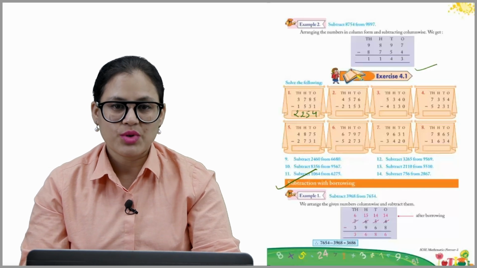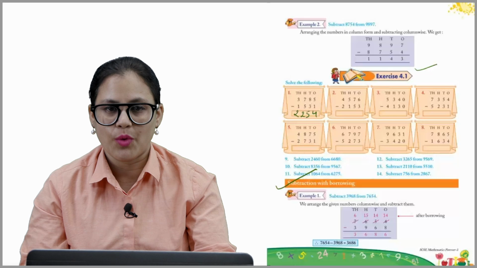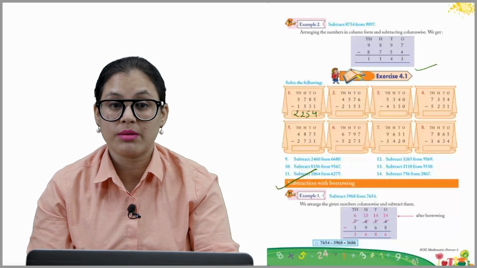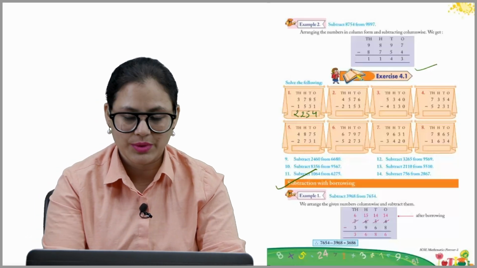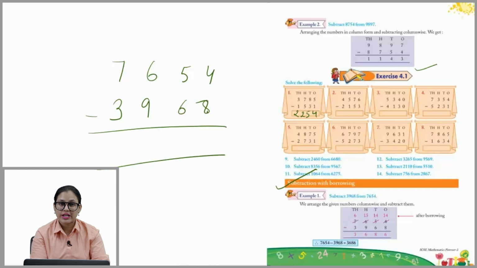Example, we have to subtract 3968 from 7654. So first we arrange the given numbers column wise and then subtract. Okay. 7654. This is the greater number, also we will write a smaller number under this number. Smaller number is 3968. Now subtract. We cannot subtract 8 from 4, so we will borrow from here.